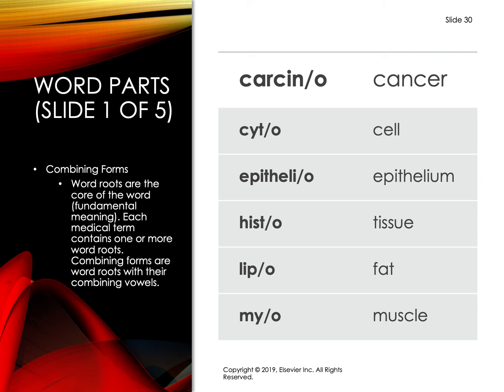Okay, so here we're looking at carcino, which means cancer, like carcinogen would be something that causes cancer. Cyto, which is cell, epithelio, histo, which is tissue, lipo, which is fat, and myo, which is muscle. And some of these sound like they're words, like epithelio, that's pretty easy because it sounds like epithelium. But some others, like histo, that doesn't sound like the meaning of the word. And so sometimes it takes a little bit more work to get those into our memory banks.